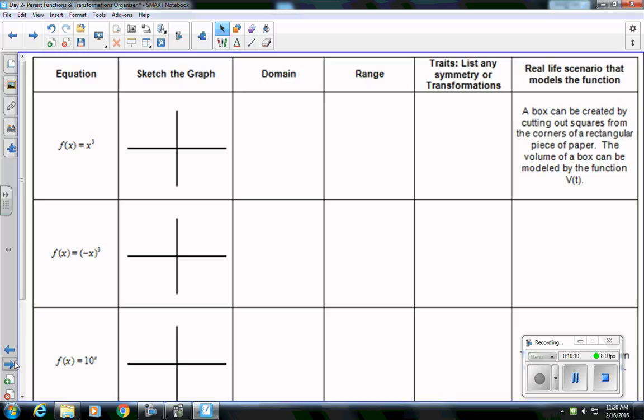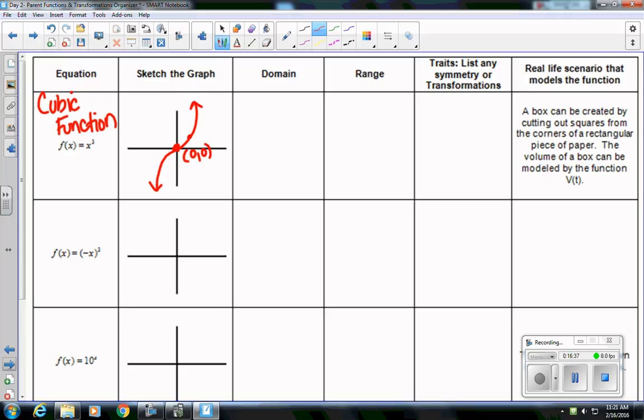At the top of this page, we have f of x equals x cubed. So this is our cubic function. And this is the parent function because there are no transformations happening. And our cubic function looks like this. And the three key points we want to talk about are (0, 0), (1, 1), and (-1, -1).